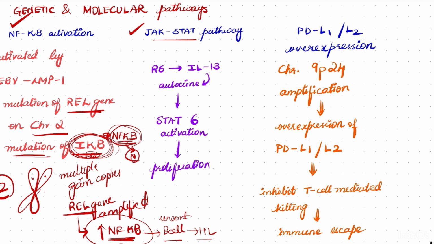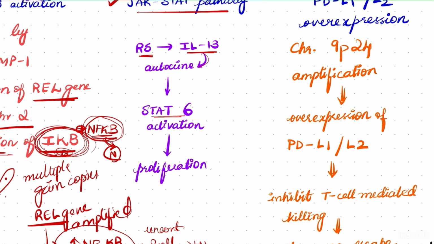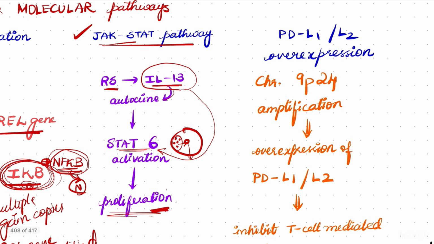Coming to the JAK-STAT. This Reed-Sternberg cell secretes interleukin 13, which has autocrine function. That means it acts on itself and causes STAT6 activation. The STAT molecules are present in the cytoplasm of the B cell. On activation, they get aggregated, translocated to the nucleus and express genes for B cell proliferation. So this is how the Reed-Sternberg cell, by producing interleukin 13, will constantly activate STAT6 responsible for proliferation. This is about the mutational JAK-STAT pathway.